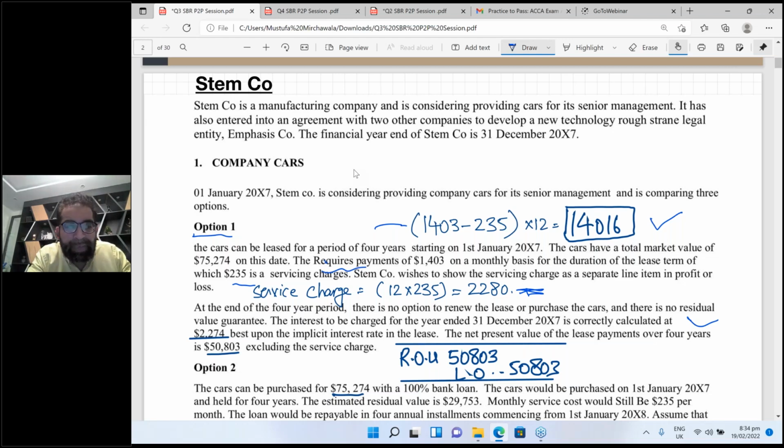Based upon the implicit interest rate in the lease, the net present value of the lease payment over the 4 years is 50803, excluding the service charge. That means, see, the service charge is a separate thing. Do not include service charge in this deal. Service charge is a routine revenue expenditure, simple entry, expense debit, cash credit. It has nothing to do with the lease. Please keep it out of this whole scenario.